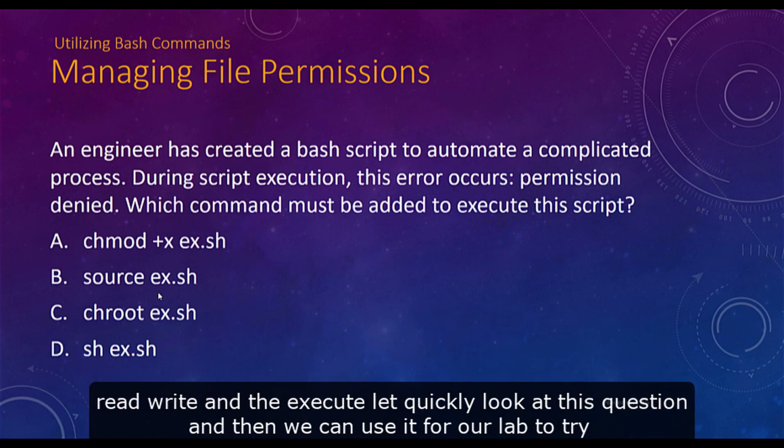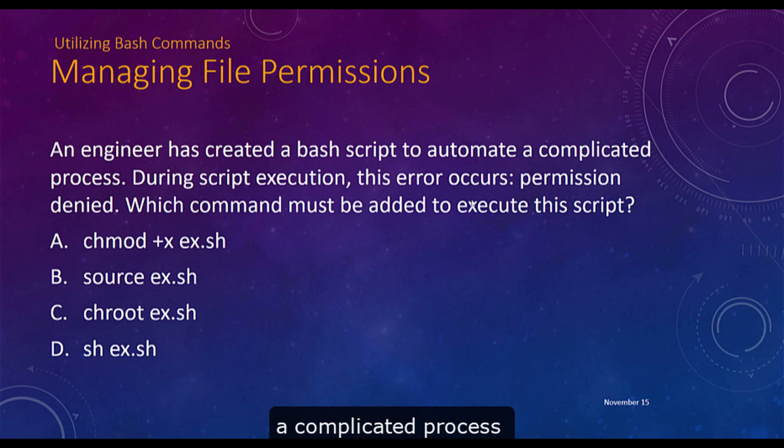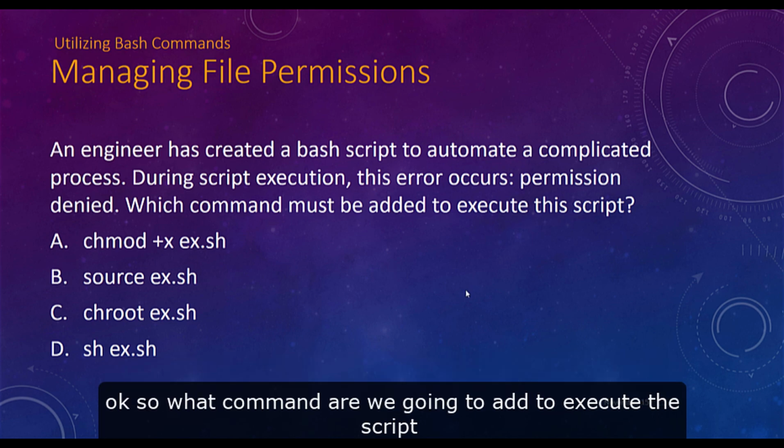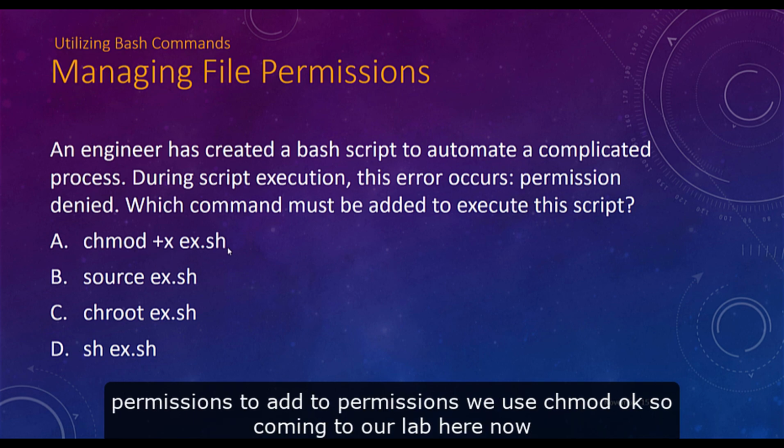Let's quickly look at these questions, and then we can use it for our lab to try this, and we can change the permissions. So an engineer has created a bash script to automate a complicated process. During this script execution, these errors occur: Permission denied. Which command must be added to execute this script? So what command are we going to add to execute the script? Alright, so this will take us to our lab. Now, I want you to understand that to add a permission, we use chmod.